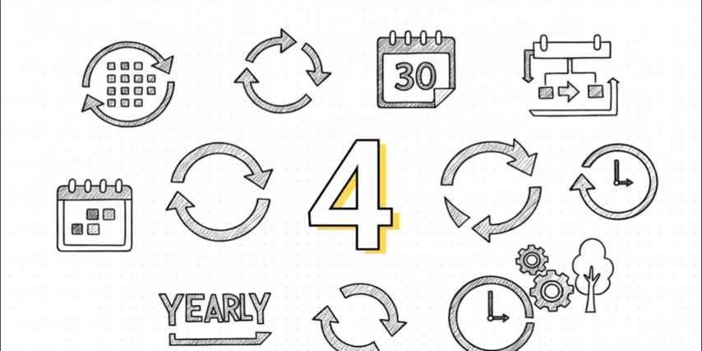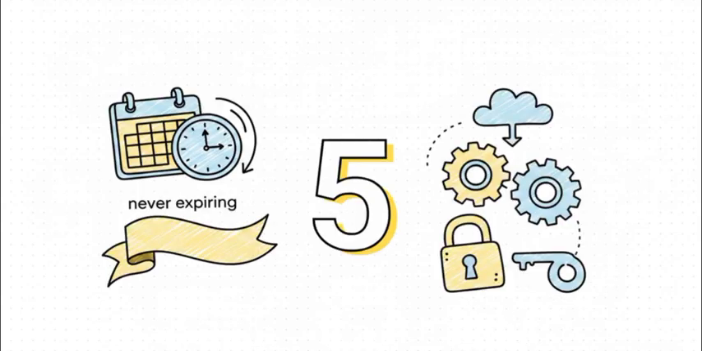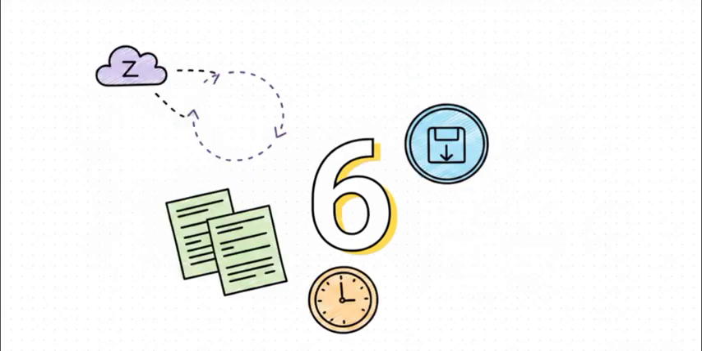Fourth, set the rhythm. Does this repeat weekly, monthly, yearly? You make the call. Step 5, set your dates. Pro tip, definitely use never expires for your rock-solid long-term clients. Finally, just click Save. You literally just train Zoho to build these completely on autopilot.